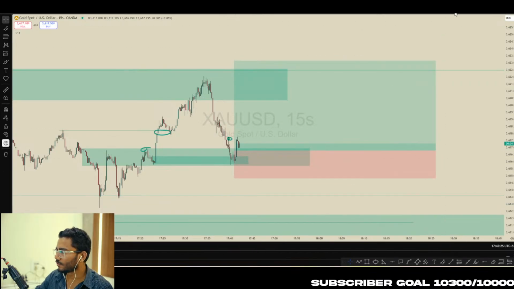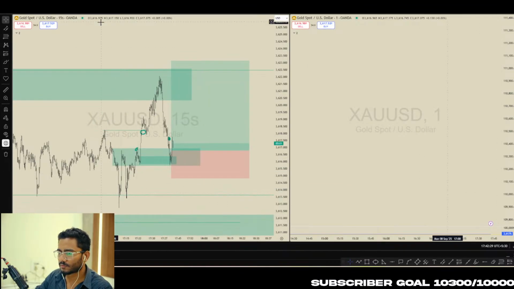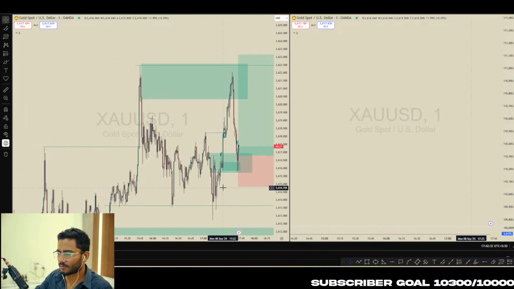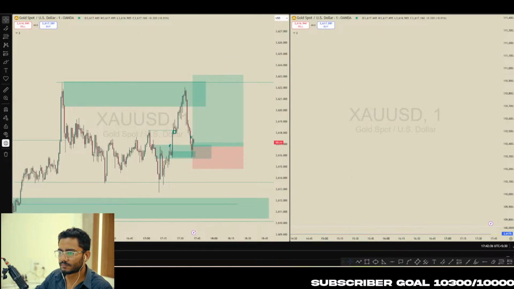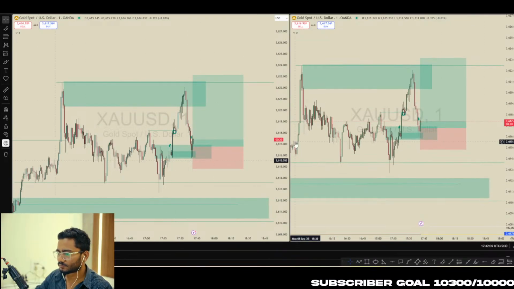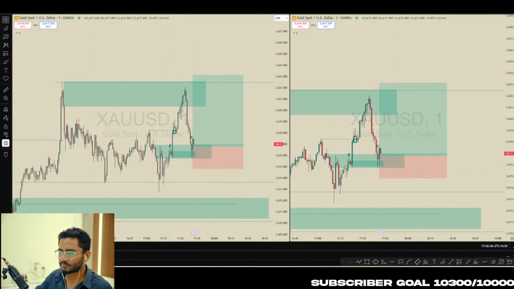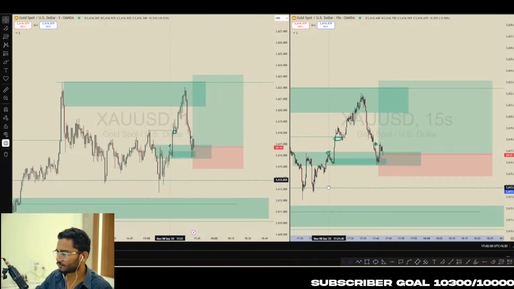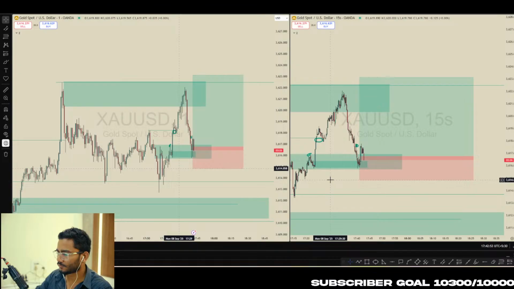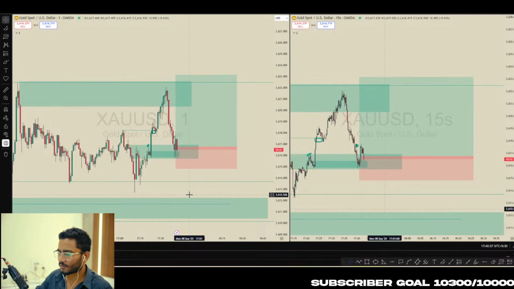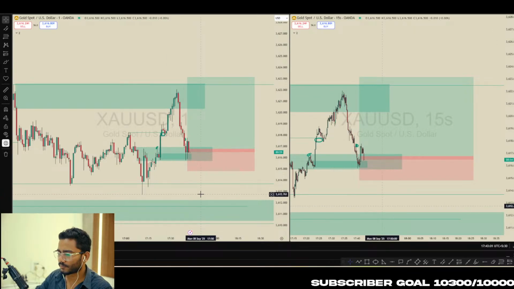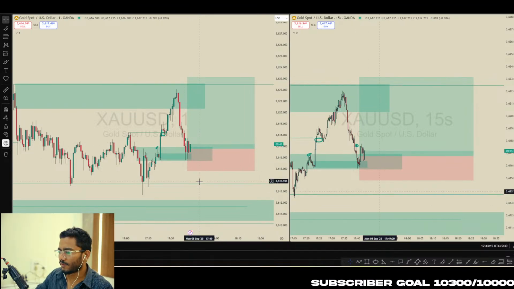It should retest this and then it should continue. Enter with less risk because we have another order block to the downside.